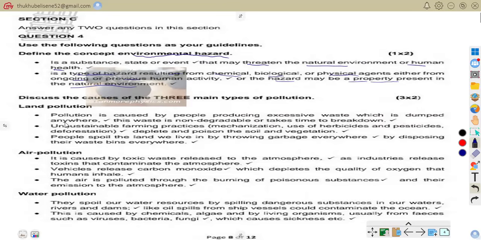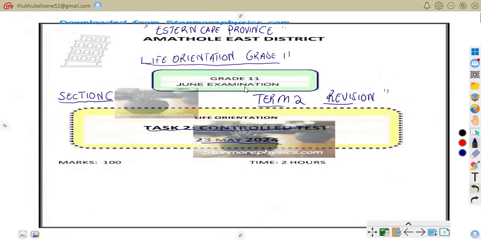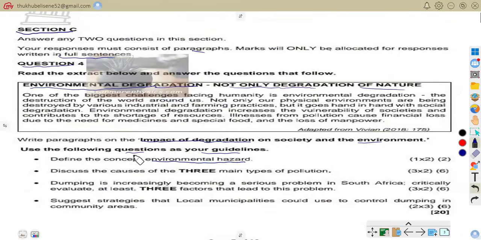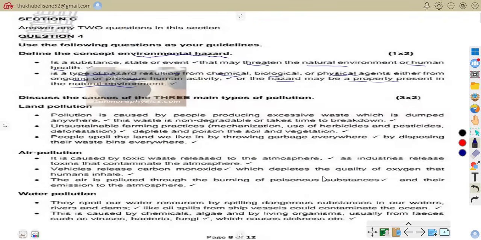Now let us move on to another question which is going to serve as a guideline. It is all about discuss the causes of three main types of pollution. So we are asked to discuss the three main types of pollution. Here are our answers. The first one is land pollution.